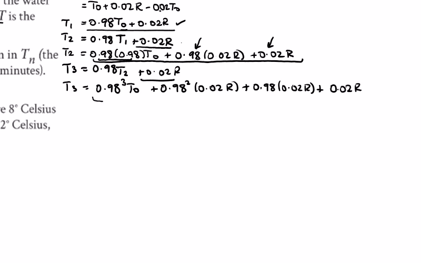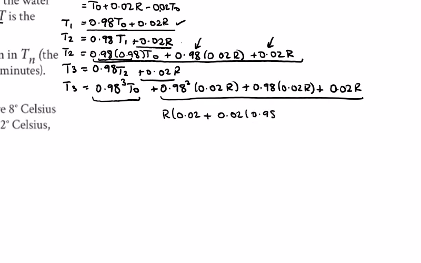So we have it in terms of T0, and if we reverse this around and factor out the R, we get R times 0.02 plus 0.02 by 0.98 and so on, all the way to the last term in our sequence, which is 0.02 by 0.98 to the power of n minus 1. But we have a geometric progression here. A is 0.02, and the common ratio is 0.98.